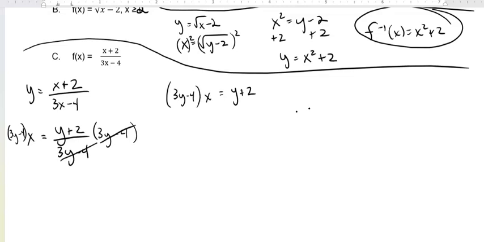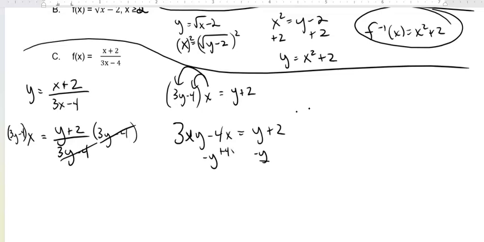times x. Okay, so the goal here, I'm trying to solve for y. So let's get all the y's on one side and everything else on the other. So I'm going to have to distribute. So I get 3xy minus 4x equals y plus 2. Get all my y's on one side, everything else on the other. So I'm going to subtract this y over. I'm going to add this 4x over.